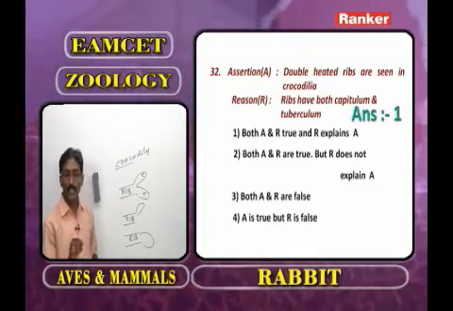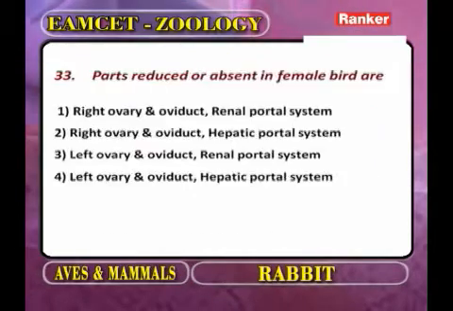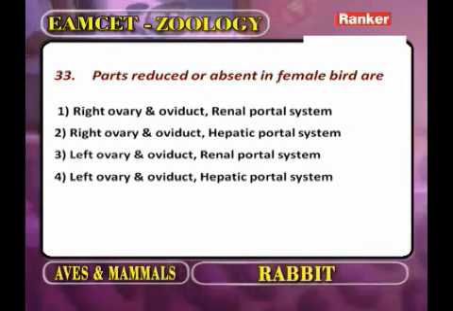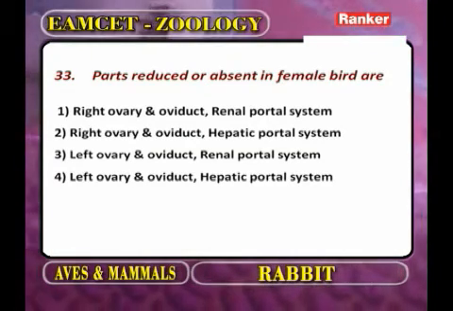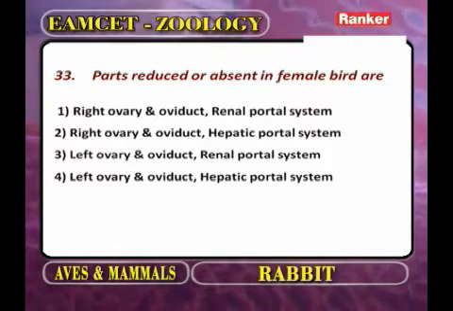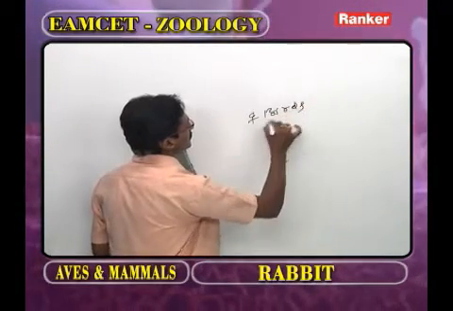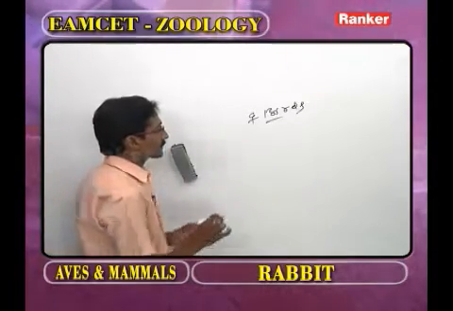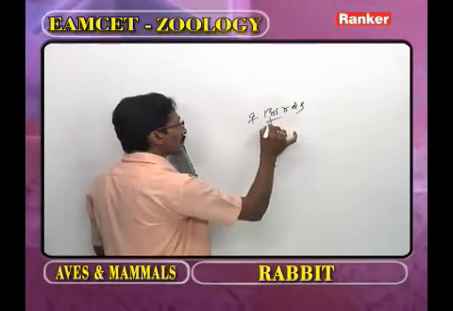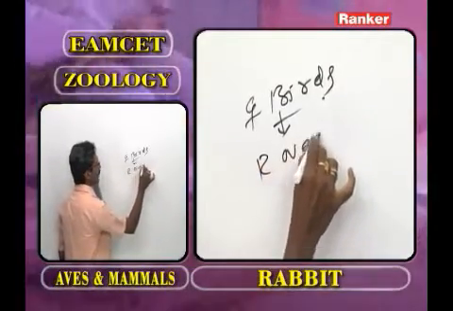Pods reduced or absent in female birds. Now, as we observe the female birds, in order to reduce the body weight, one adaptation in the body of female birds is that the right side ovary and right side oviduct are reduced or atrophied.